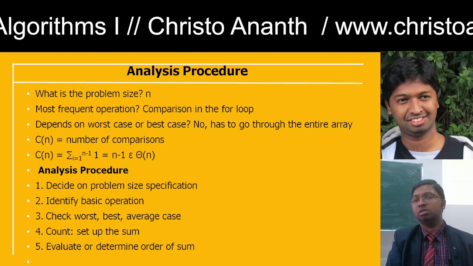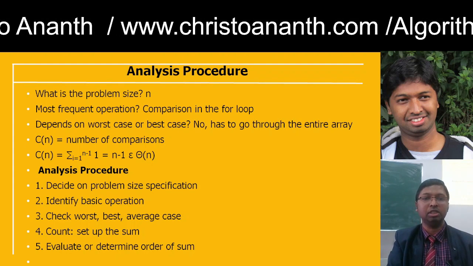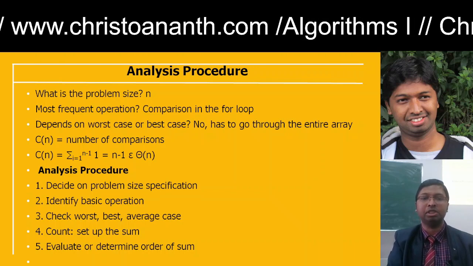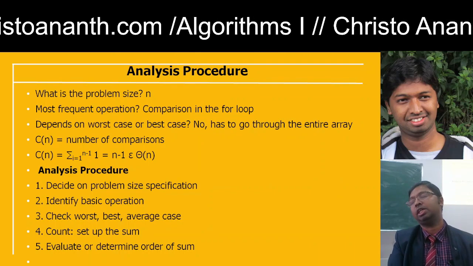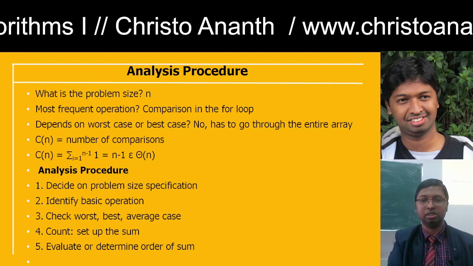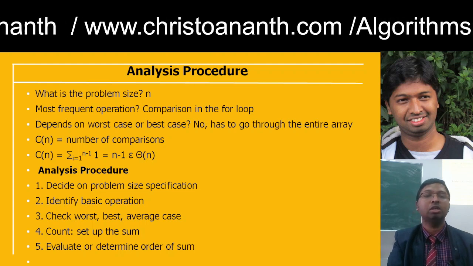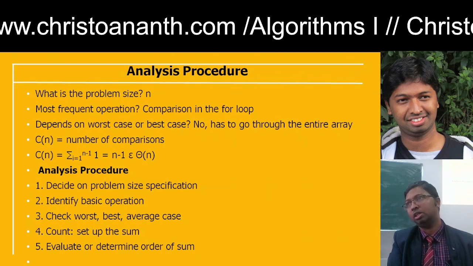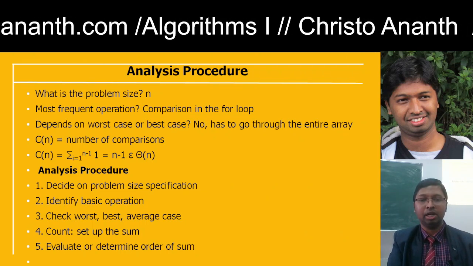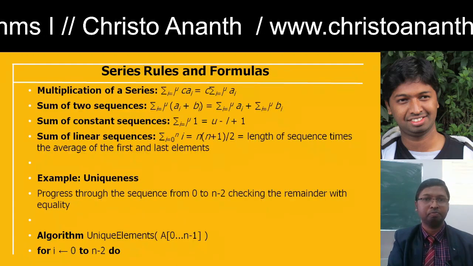Here you have to decide on the problem size specification. You have to identify the basic operation accordingly, and for each case you have to analyze the average case, best case, and worst case. Then you have to find the number of comparisons. For this, you have to go with the count, set up the sum, and evaluate the order of the sum accordingly.